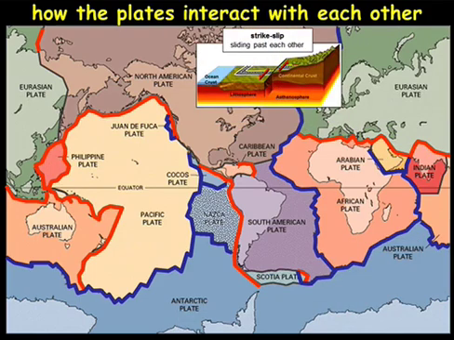The third type of plate interaction is called strike-slip. This is when one plate is sliding sideways past another plate. Zones of strike-slip plate interaction are shown by the light green lines. An example of this kind of interaction between the North American plate and the Pacific plate is in California, where the zone that they are sliding past one another is called the San Andreas Fault Zone.